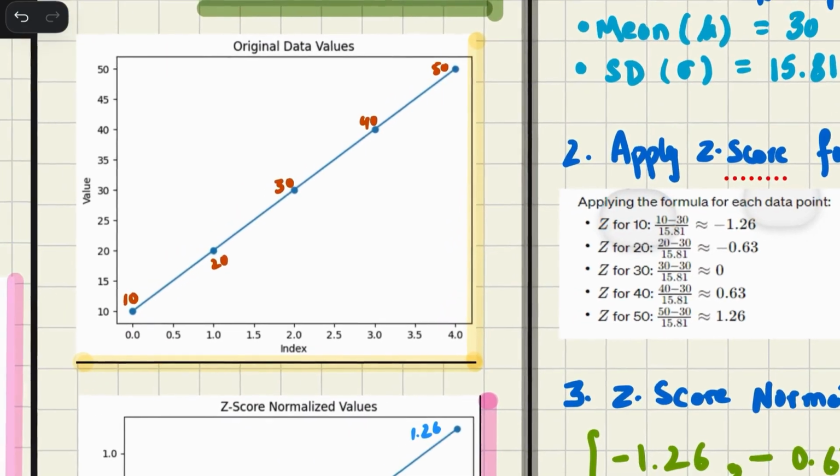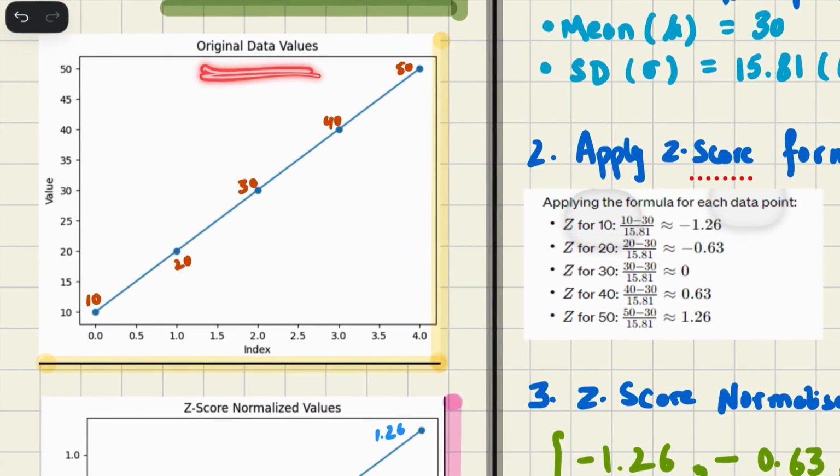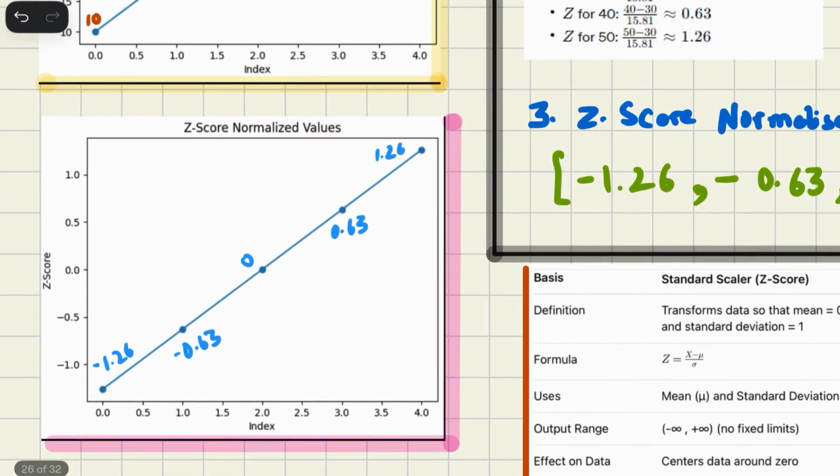So what was happening? This was our original value, from 10 to 50. When you see our Z-score normalized values, they are roughly between -1 and 1. So our mean is exactly 0 and our standard deviation is exactly 1.